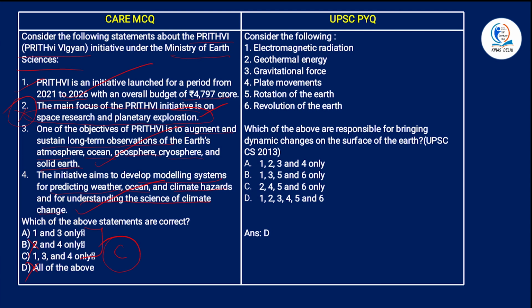On similar lines, you got a question in UPSC 2013 in your prelims paper. What are the factors that are responsible for bringing dynamic changes in the surface of the Earth? Electromagnetic radiation, geothermal energy, gravitational force, plate movements, rotation, revolution, all the above statements have a direct and indirect impact on the surface of Earth. This is true.